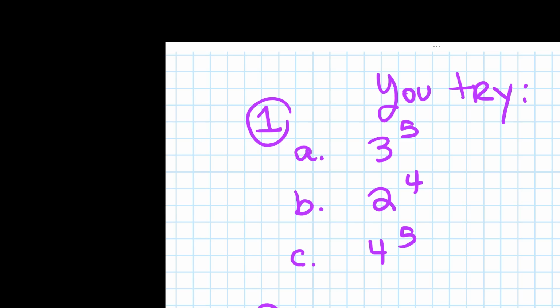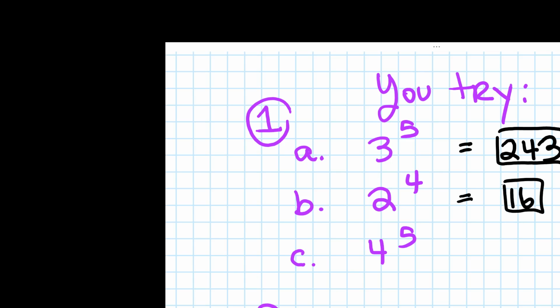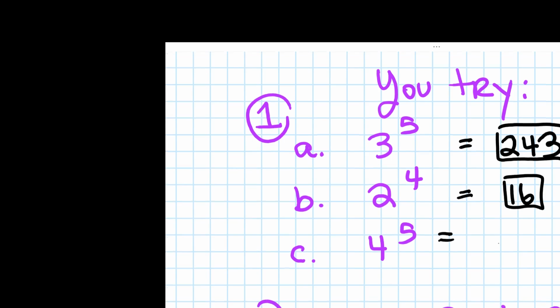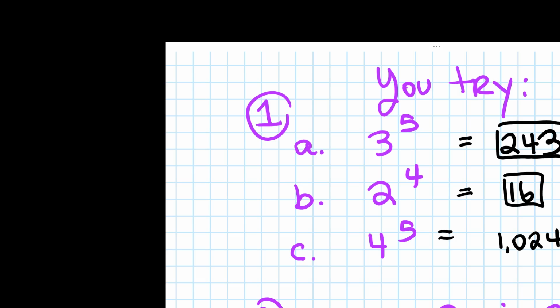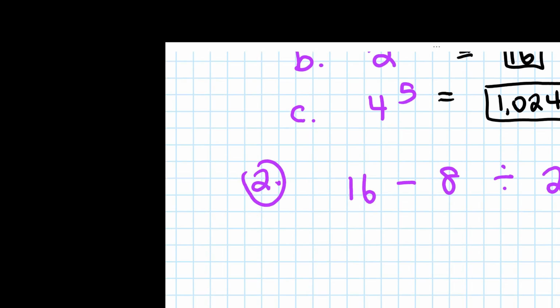Okay, so John, what did you get for 3 to the 5th power? Nice and loud. 3 to the 5th power equals 243. 243 is correct. Good job. Lauren, what did you get for 2 to the 4th power? 16 is correct. And Kylan, what did you get for 4 to the 5th power? 1024 is correct. Does anyone have a question on the ones that you just tried at number 1, A, B, or C?